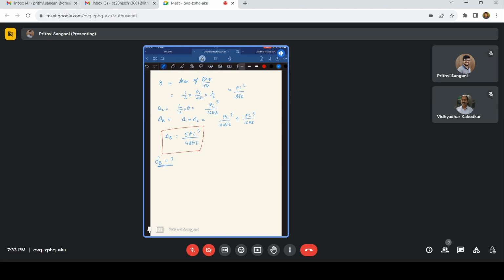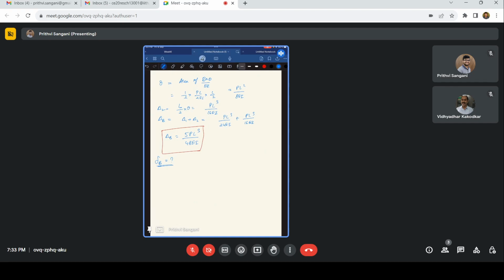This is when we are using the unit load method. Try to remember what we did before. We apply a unit load at the point of interest, in that direction, and integrate to find the displacement there. I'll have a real frame, and I'll apply a unit load of 1 kilonewton in this direction.